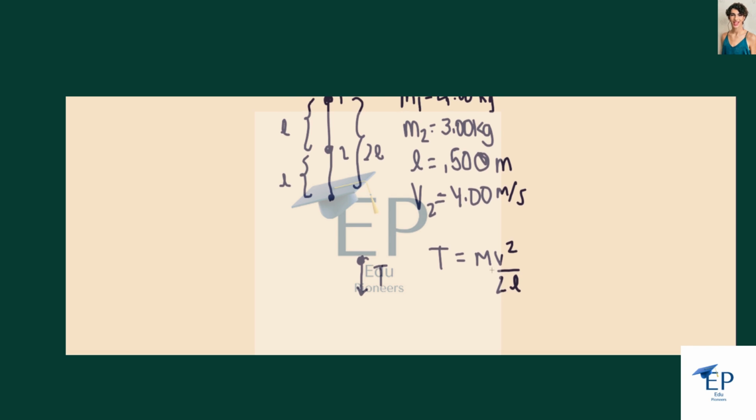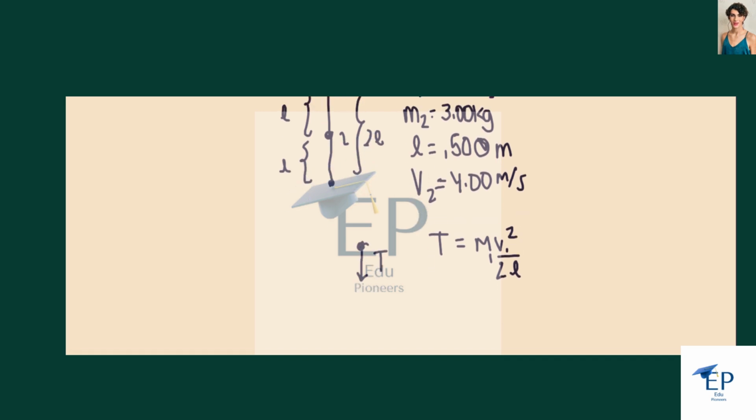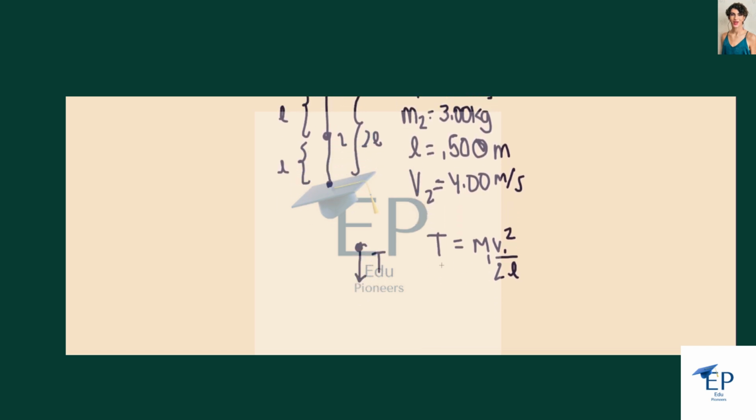And then let's be careful. We know M is M1, and we know the velocity is, why did I write that down as V2? Ah, I see, because we don't actually know V1. So we actually need V1.